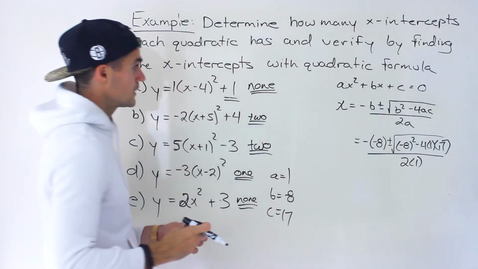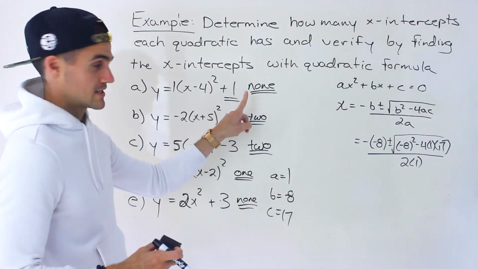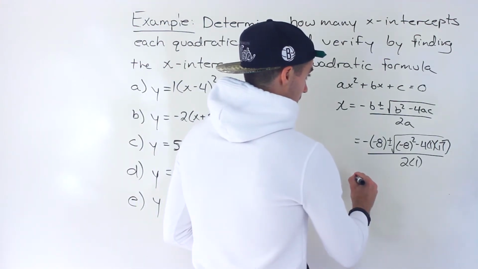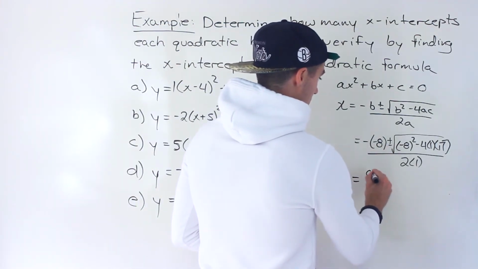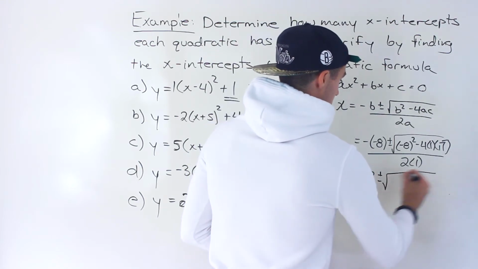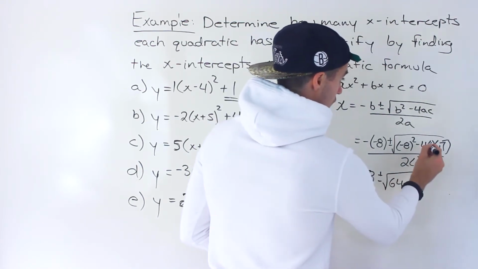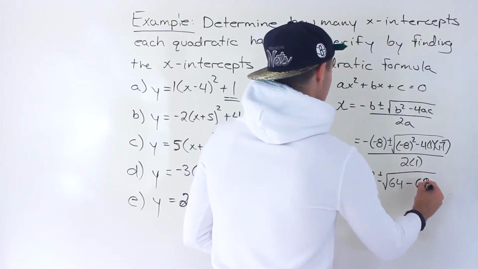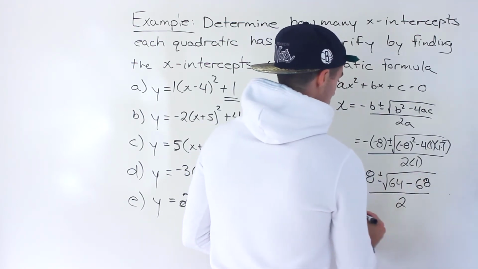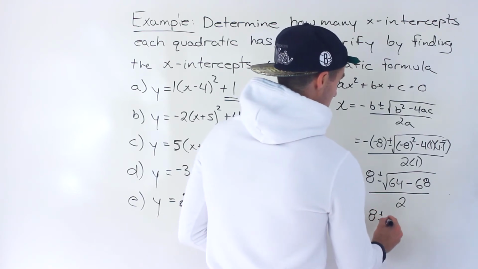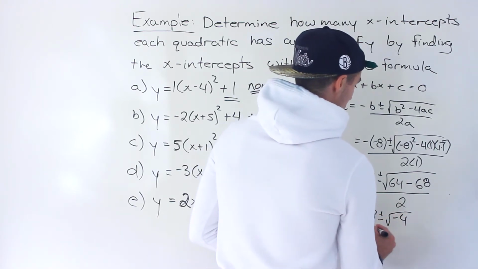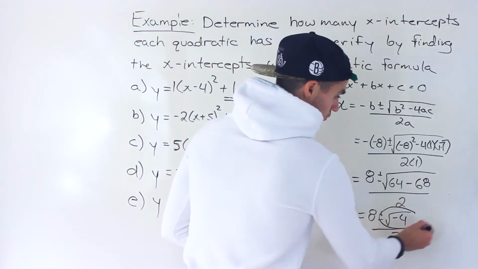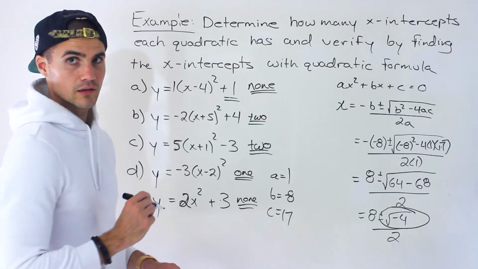Now remember, we got from the diagram that there's going to be no x-intercepts. So watch what happens here. It's going to be interesting. What would happen here is we would have 8 plus or minus the square root of 64 minus 4 times 1 times 17, which would give us 68. That's going to be over 2. So we'd have 8 plus or minus root -4. And notice the problem? You can't square root a negative number like that.